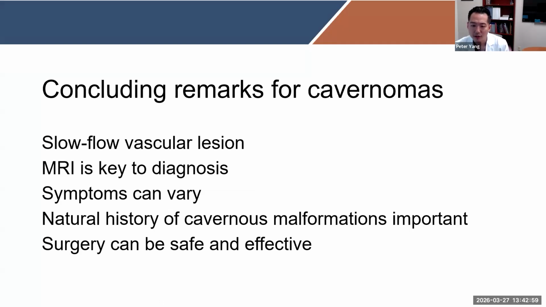In conclusion, cavernous malformations are slow-flow vascular lesions that can bleed. Patients can have a variety of symptoms such as seizures, headache, or focal neurological deficits, and MRI is the key to diagnosis. When determining the management strategy, the natural history must be weighed against the risk of surgical intervention. In select cases, surgery can be safe and effective for cavernous malformations.